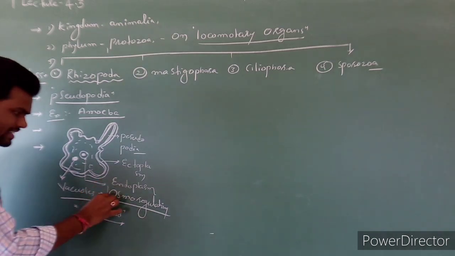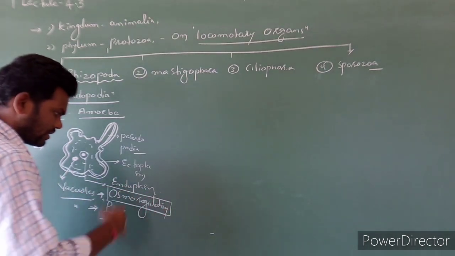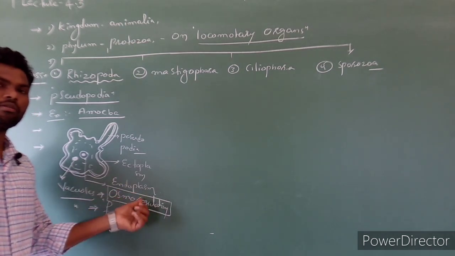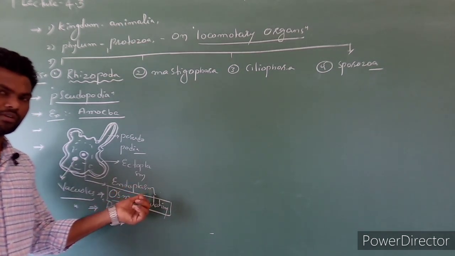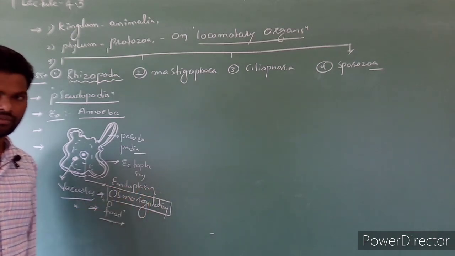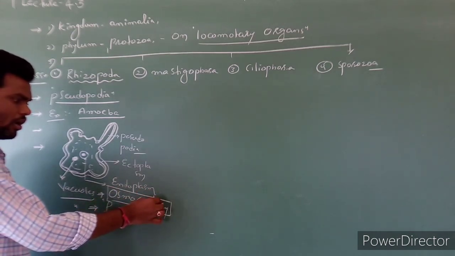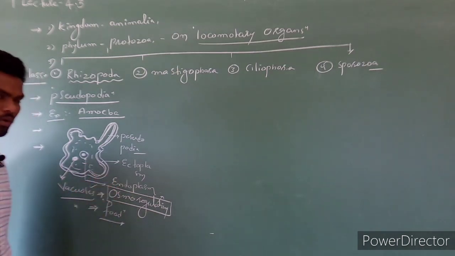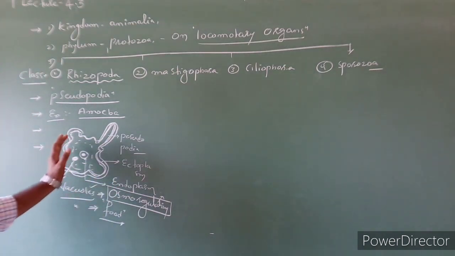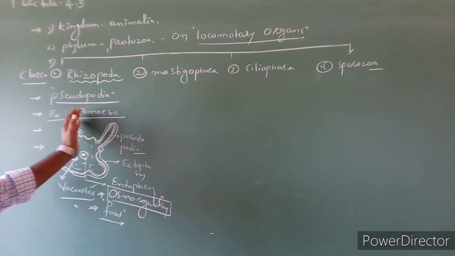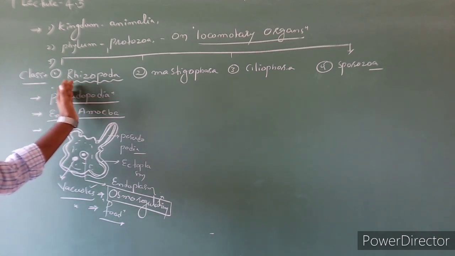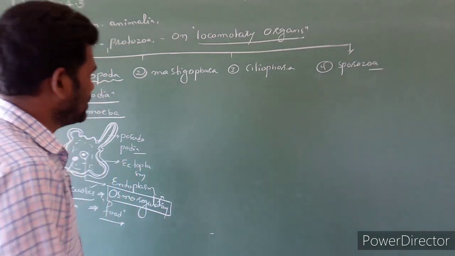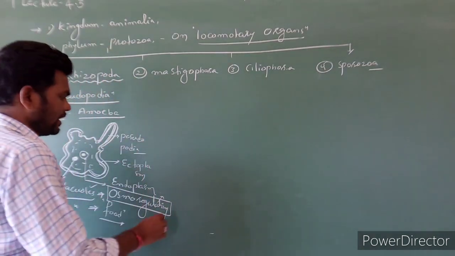What is meant by osmotic regulation or osmoregulation? Elimination of excess amount of water as well as wastages. Such a process is called osmoregulation, which is performed by the vacuole. Clear? So this is the basic information regarding amoeba. Locomotory organ is pseudopodia, coming under Rhizopoda. Clear?